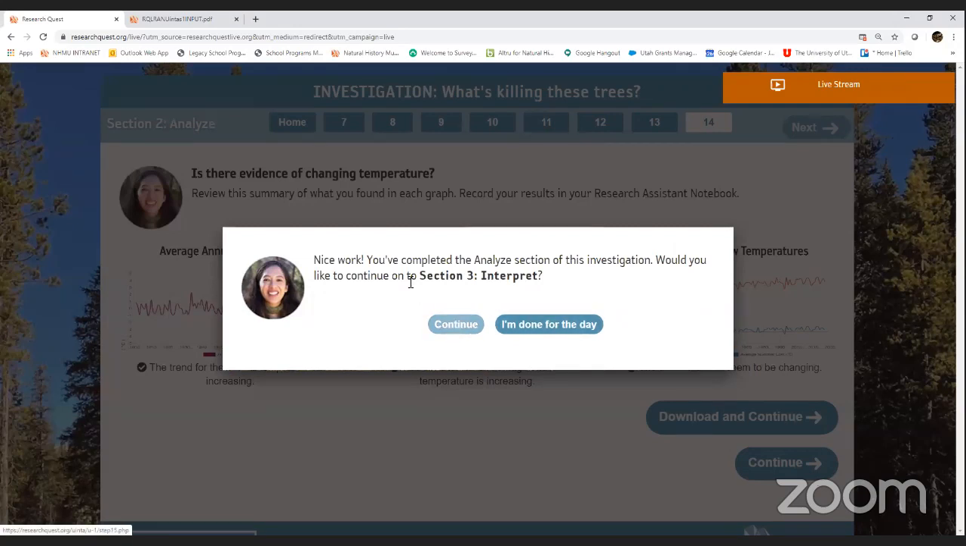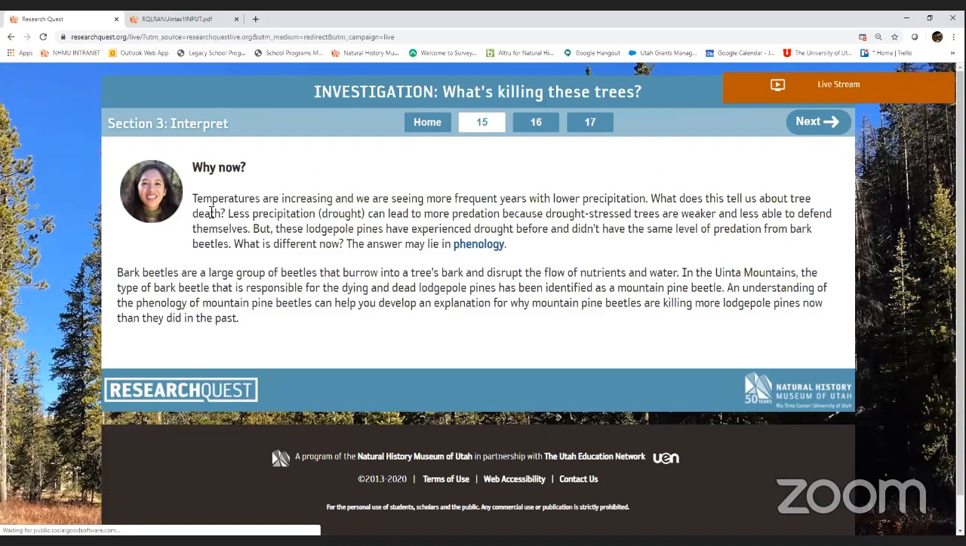When you select continue, we're going to move on to section 3, interpret. Step 15 says, why now? Temperatures are increasing, and we are seeing more frequent years with lower precipitation. What does this tell us about tree death? Less precipitation, meaning drought, can lead to more predation because drought-stressed trees are weaker and less able to defend themselves. But these lodgepole pines have experienced drought before and didn't have the same level of predation from bark beetles. What is different now? It says the answer may lie in phenology.